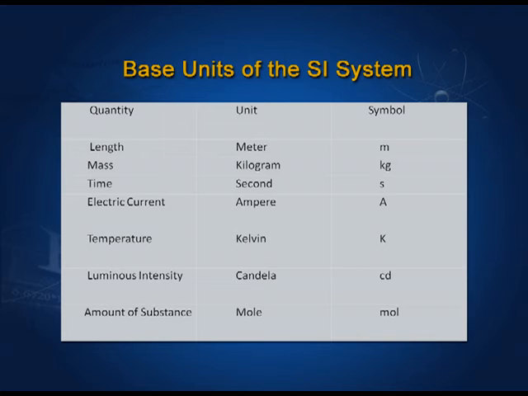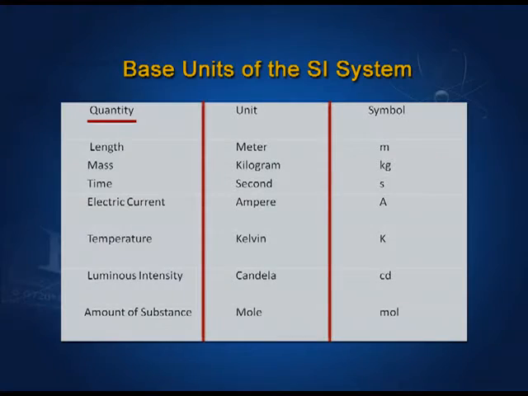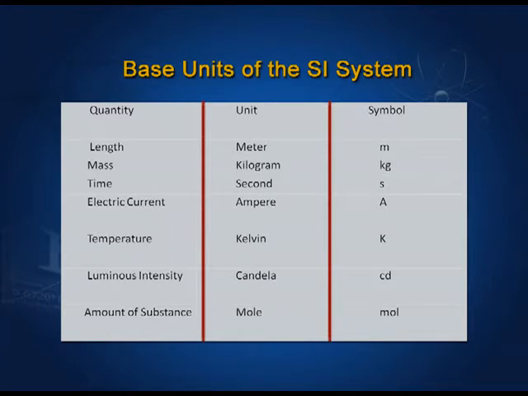This table shows base units of the SI system. You see, in the first column there are quantities, in the second column there are units, in the third column there are the symbols for these units. So, we have length, the unit of which is meter and the symbol of which is m.